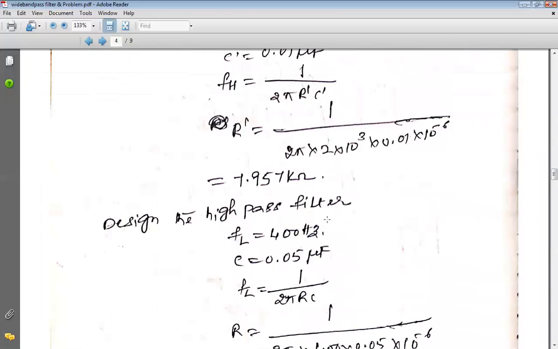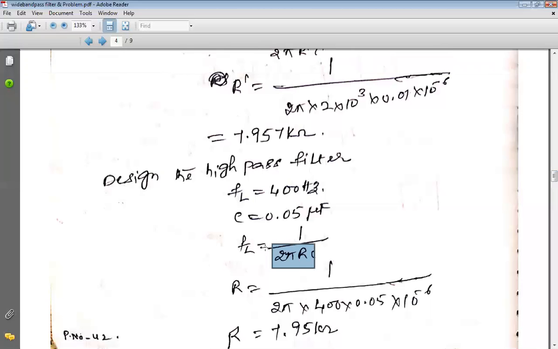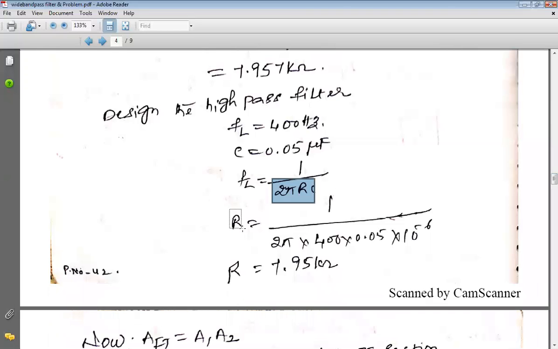That's why I am going to take the capacitor value of the high pass filter section as 0.05 microfarads, and similarly I am going to calculate FL is equal to 1 by 2 pi RC, the standard formula. From this I am going to calculate the value of R, because we assumed the value of the capacitor and we know the value of the lower cutoff frequency.